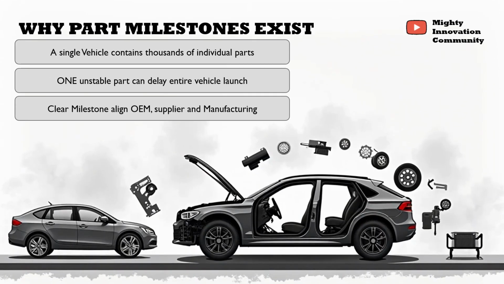First of all, why do part milestones exist in the first place? As you know, a car is made of thousands of parts. Each part is designed by engineers, manufactured by suppliers, validated by quality teams, and finally assembled on a production line. Even if one critical part is late or unstable, the entire vehicle launch can be delayed. That's why automotive companies use very clear milestones. These milestones make sure everyone is aligned and problems are caught early.